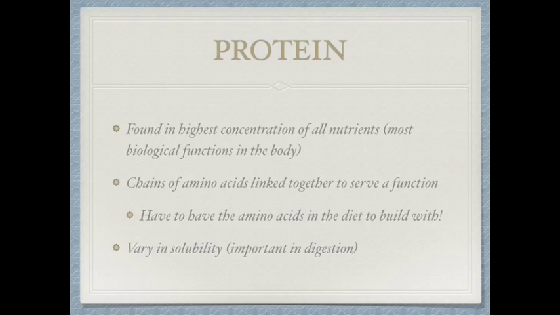Protein is found in the highest concentration of all nutrients in the body. It's got the most biological functions in the body. And proteins are simply chains of these compounds called amino acids that are linked together to serve a very specific function. The challenge from an animal feeding standpoint, in order for animals to build proteins, they have to have the amino acids in the diet to build with. Proteins can vary in what we call solubility, which is very important in digestion. Some proteins are more digestible than other ones.